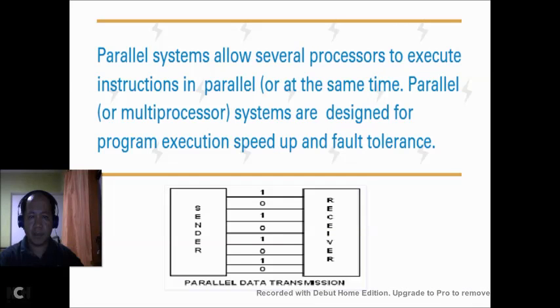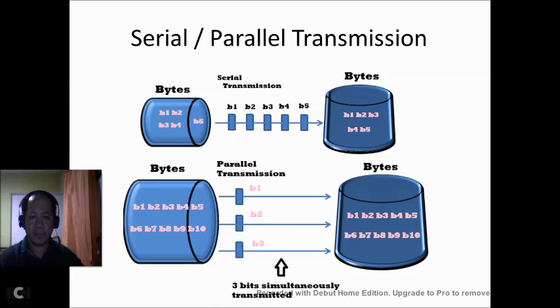Now let's define what is a parallel system. A parallel system allows several processors to execute instructions in parallel, or at the same time. This is designed for program execution speed up or fault tolerance. This illustration below is a typical example for a parallel data transmission.